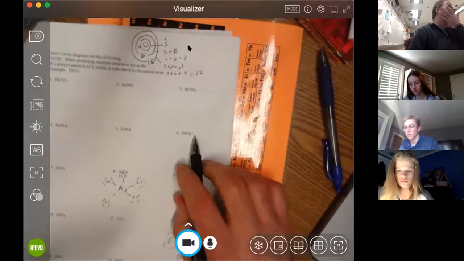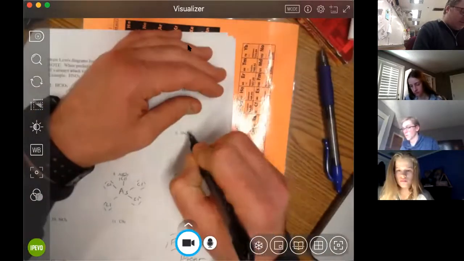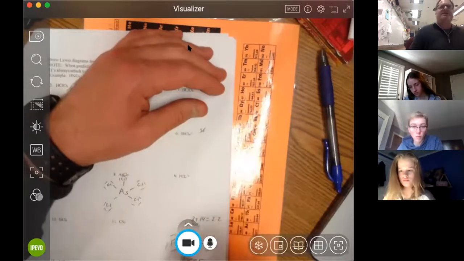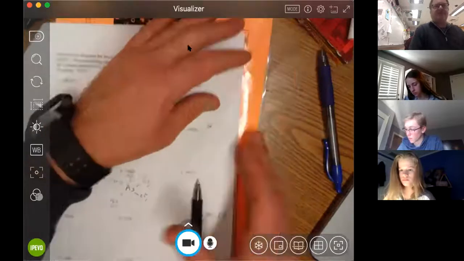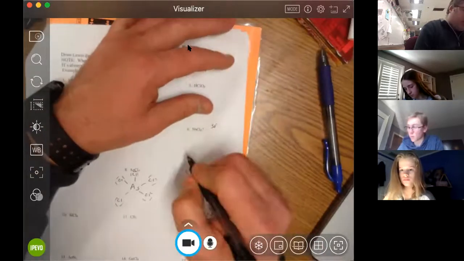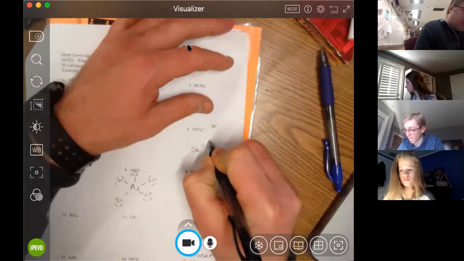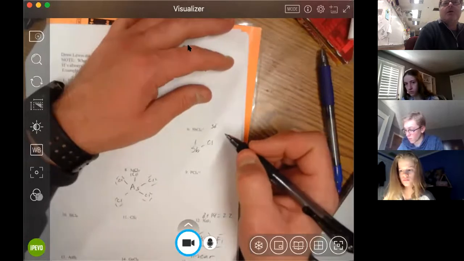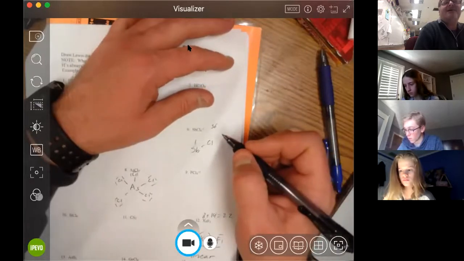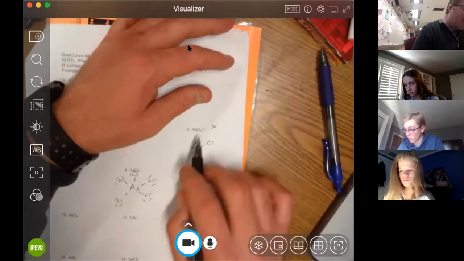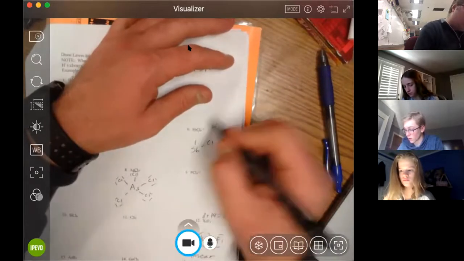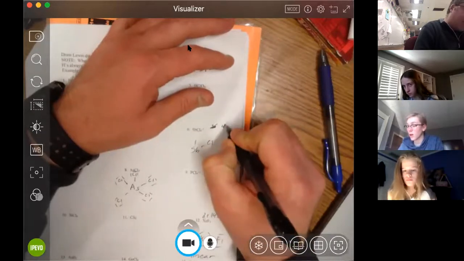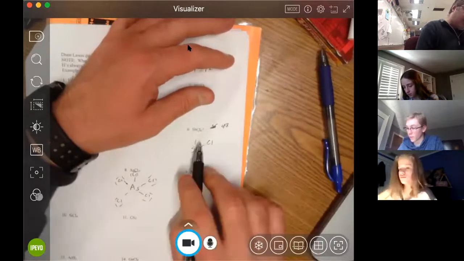SbCl6, 1-. Antimony has 5. 6 times 5 is 30. So we have a total of 36 because we have the -1 here. It's a big glare there. There we go. So antimony goes in the middle. Mr. Jackson, doesn't Cl have 7 valence electrons? So why would we take 5? What did I do? I multiplied it by 5. Good call. 6 times 7 is 42. Plus 6 is 48.